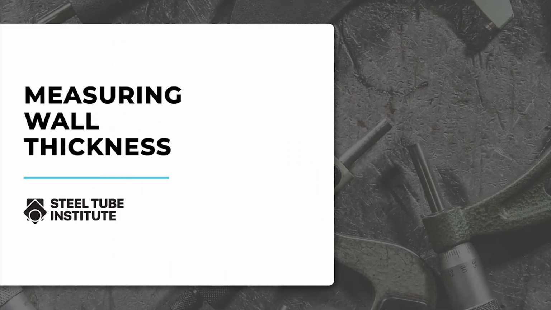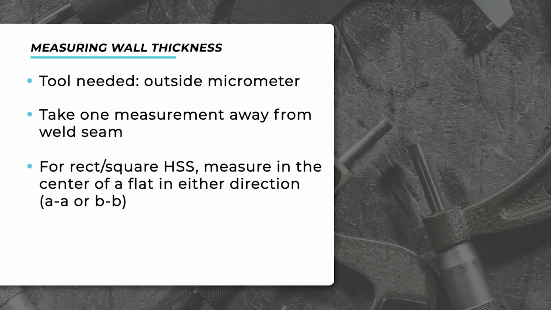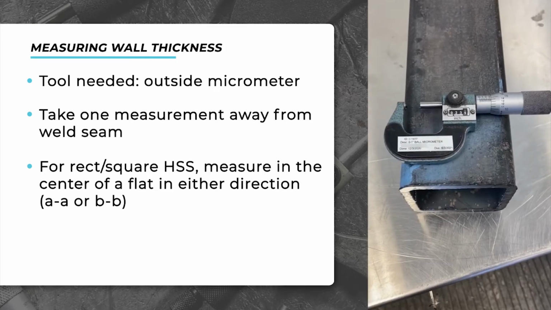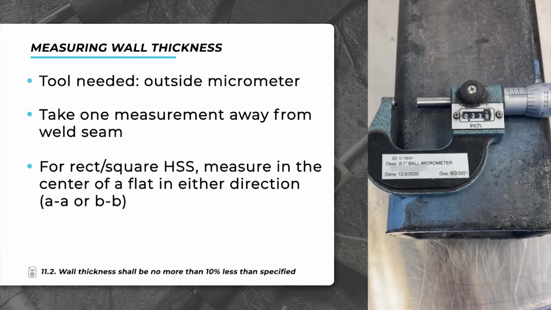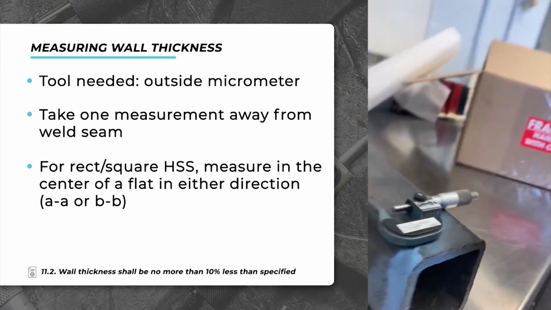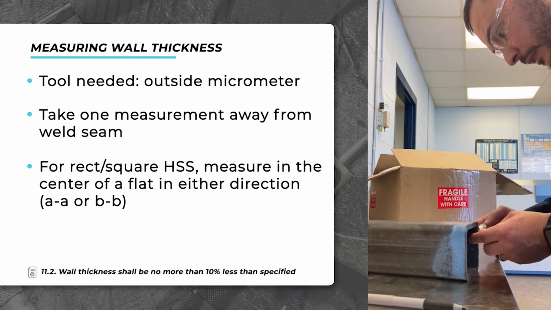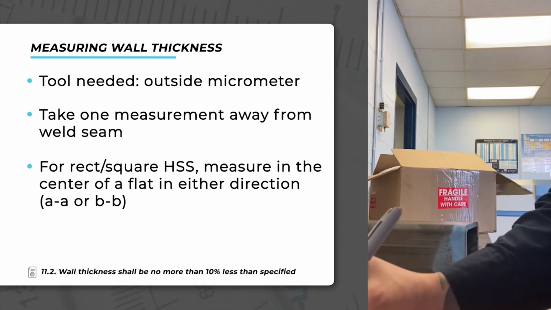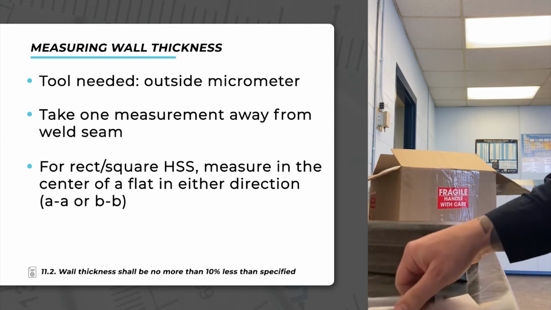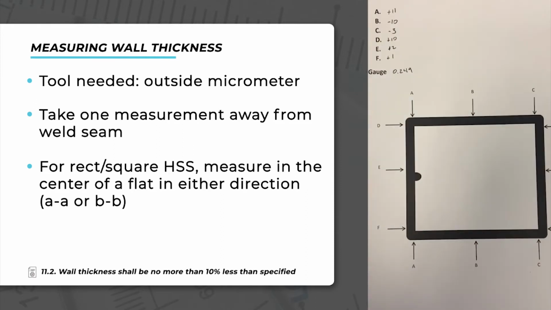For the same HSS 3.5 by 3.5 by 1/4 section, we take one wall thickness measurement away from the weld seam. For square or rectangular HSS, we measure near the center of the flats. We will use a 0-inch to 1-inch ball micrometer. You can see this section does have some burr at the ends. The micrometer needs to be large enough to measure the HSS behind the burr. We have a gauge or thickness reading of 0.249 inches. For a 1/4 inch specified wall thickness, that falls within the 10% acceptable range permitted by ASTM A500.